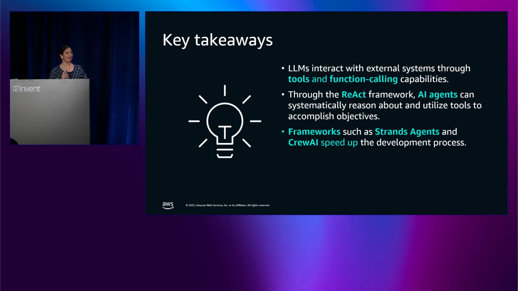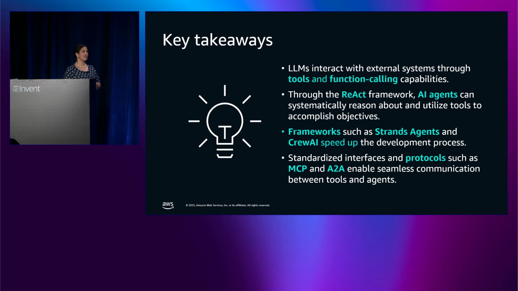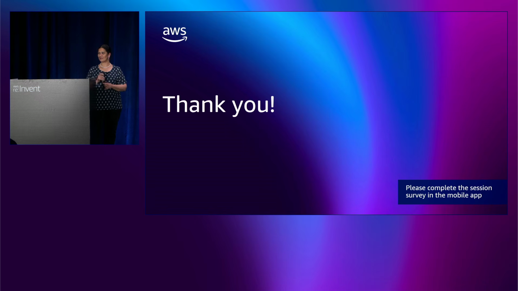You don't need to build everything from scratch. That's why these frameworks exist, like Strands Agents, CrewAI, LangChain. They help you speed up your development work because they provide pre-built components and abstractions. Standardization matters, and that's where we have these interoperability protocols like MCP and A2A to help us. Thank you.